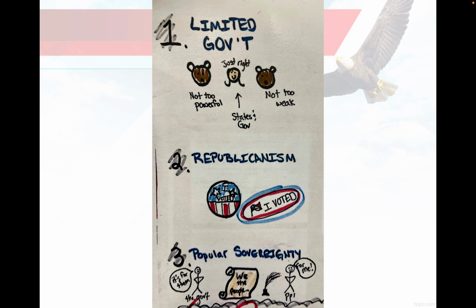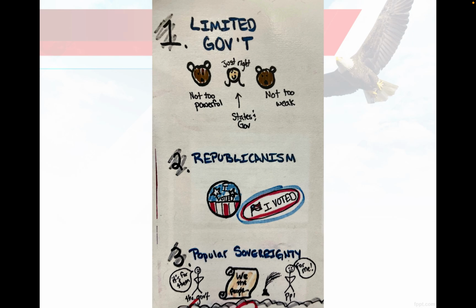So these are the 3 images I drew for those first 3 concepts. When we think about limited government, I think about Goldilocks and the 3 bears, that our government is meant to be not too powerful and not too weak, somewhere right in the middle. It needs to be just right.